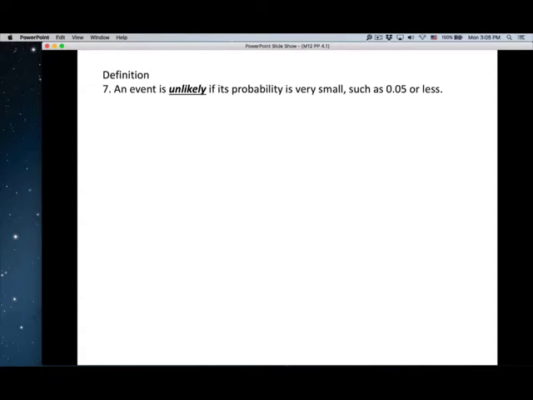Okay, definition. An event is unlikely if its probability is very small, such as 0.05 or less. So every time we ask for the probability, if it is an unlikely event, you need to think about this number. The probability has to be less than or equal to 0.05. If the probability is less than or equal to 0.05, we call the event unlikely.